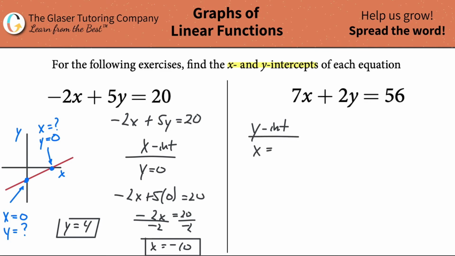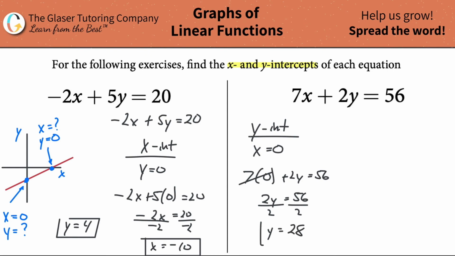Remember the y-intercept has some y-coordinate when x is 0. So let's plug in x is 0. So 7 times 0 plus 2y is going to be equal to 56. This cancels, because it's just times 0. So 2y is going to be equal to 56. I'm going to divide both sides by 2, and I'm going to realize that y comes out to be 28. Cool? So that's the y value. There's the y-intercept.